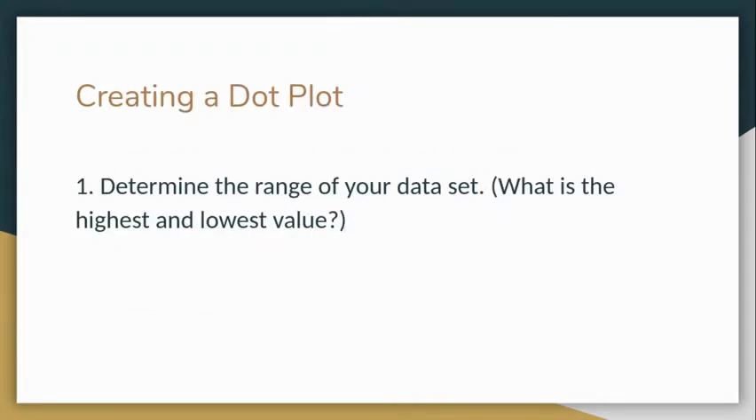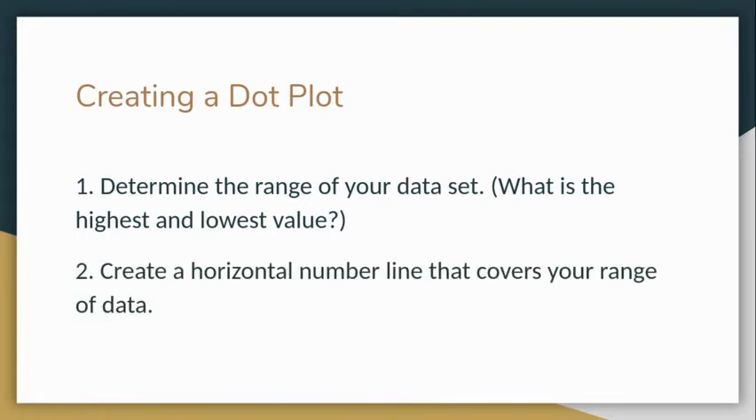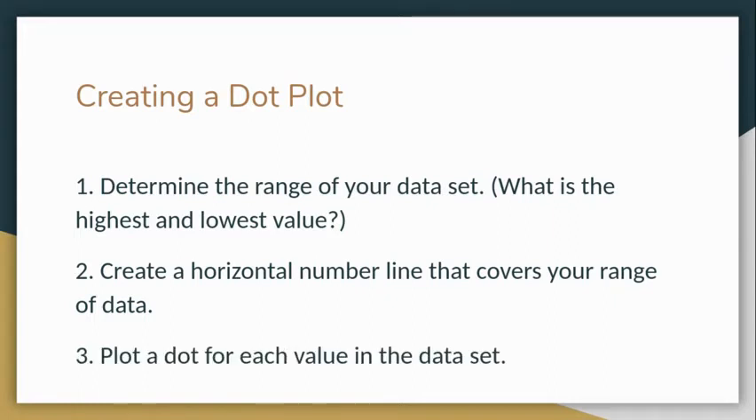There are three steps we're going to follow when we create dot plots. Pause the video as needed to record these steps in your notes. Step 1. Determine the range of your dataset. What is the highest and lowest value? 2. Create a horizontal number line that covers your range of data. 3. Plot a dot for each value in the dataset.